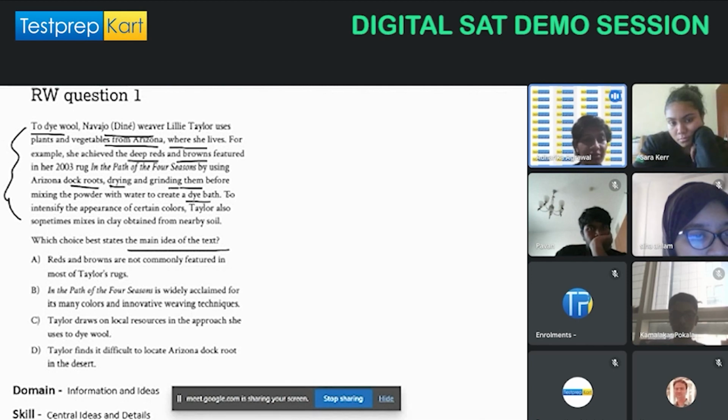Now, to intensify the appearance of certain colors, Taylor also sometimes mixes in clay obtained from the nearby soil. Because she's not happy with the color which she got by mixing all this, to intensify it she will be mixing some clay. And from where is she getting the clay? From the nearby soil. Okay. Now we all have understood the passage. Any question here? Okay. Now we need to see the question.